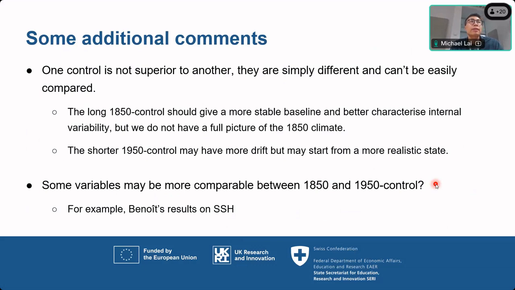And the other thing to point out is that some variables might be more comparable in the two control runs. I looked at surface temperature only, but Benoit's results from before show that sea surface height might be more comparable. So some further work is needed to quantify what can and can't be compared. And that's it from me.